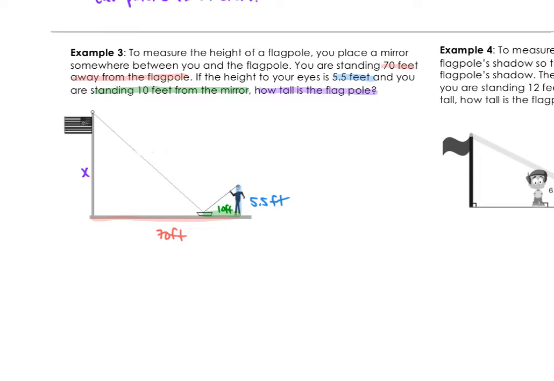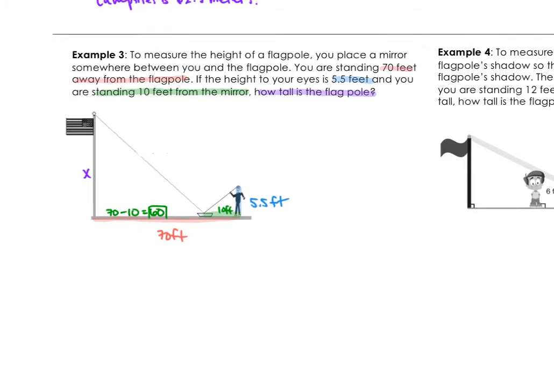Alright, so we have two triangles here. I know the dimensions of my smaller triangle. I have 5.5 and 10. For the big one, we know that this is x, but the distance from the flagpole to the mirror is not 70. We have to subtract 70 minus 10, because remember, 70 is how far you are away from the flagpole. So 70 minus 10 is 60. So that's the measurement we're going to use across the bottom.